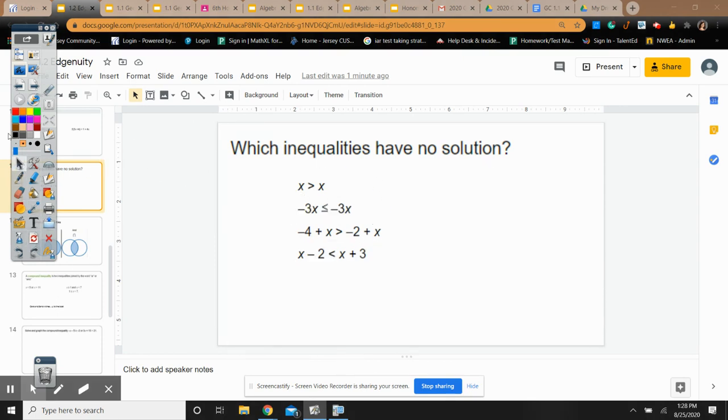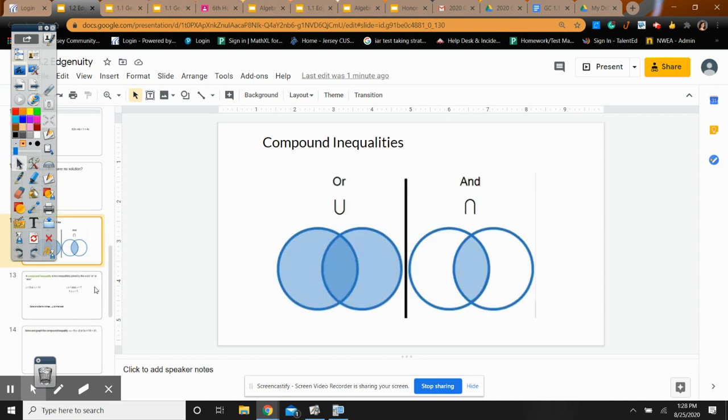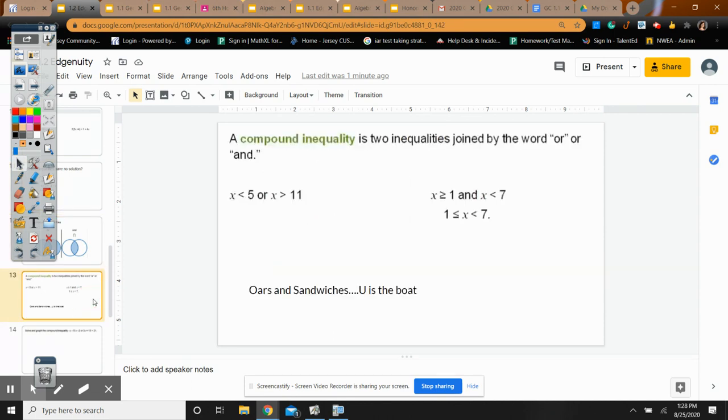Okay, so there was that. That was a little refresher reminder. I might figure out how to edit the video if I have time. We'll see. Okay, here's the compound inequalities.